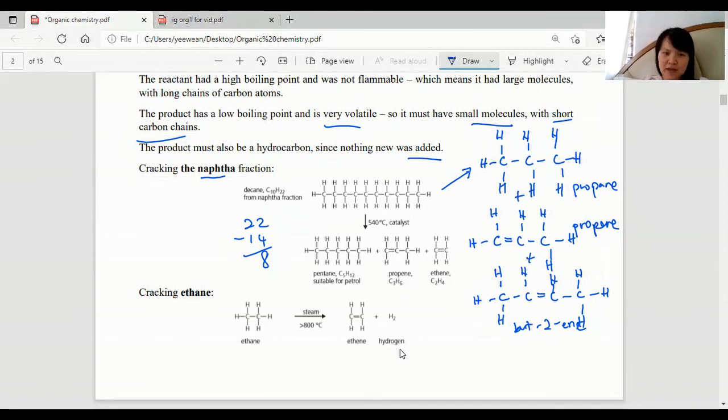Okay, long chains aren't the only ones that can undergo cracking. Even the shorter chains like ethane, it can undergo cracking as well. Here they applied 800 or more than 800 degrees Celsius, and instead of having an ethane, the product will be an ethene. So you see, the products are more often alkenes than alkanes. And then we have hydrogen here.